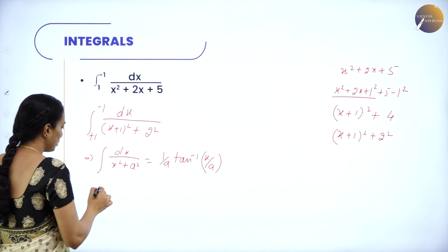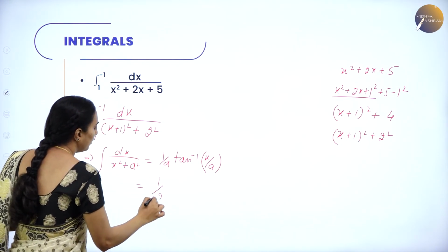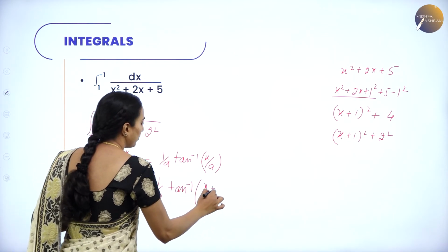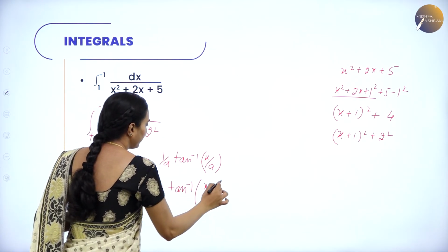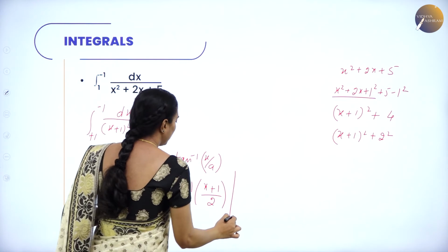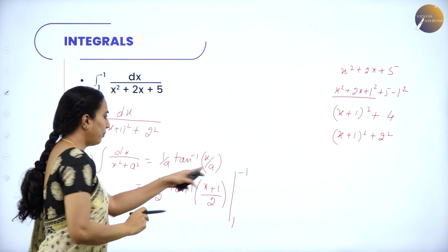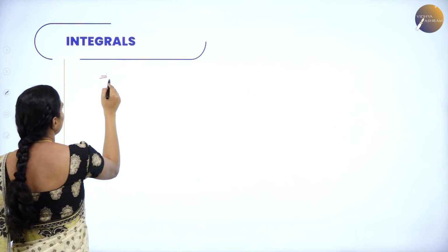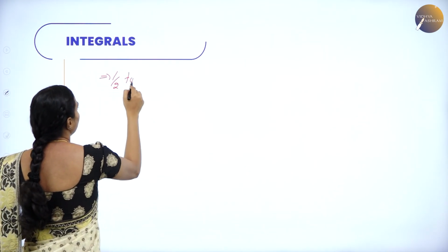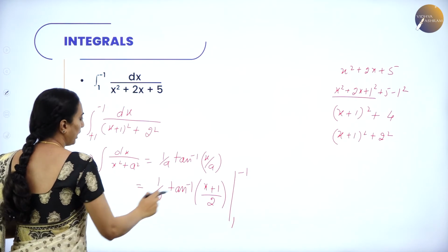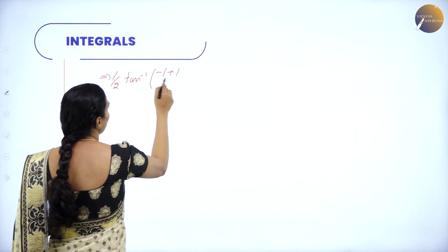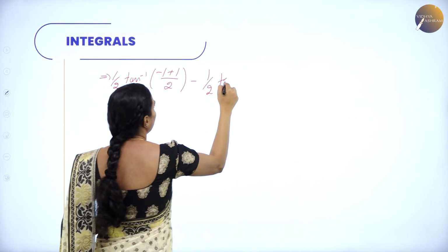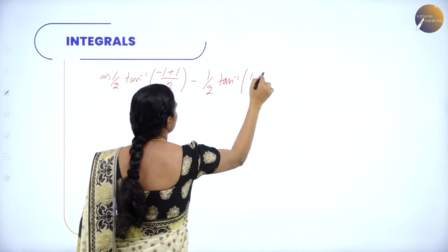So a replaces 2 there, which implies 1 by 2 into tan inverse of x replaces (x plus 1) divided by 2. So from the limit 1 to minus 1. Now applying the upper limit as minus 1 and lower limit as 1, you have 1 by 2 into tan inverse of (minus 1 plus 1) divided by 2, minus 1 by 2 into tan inverse of (1 plus 1) divided by 2.